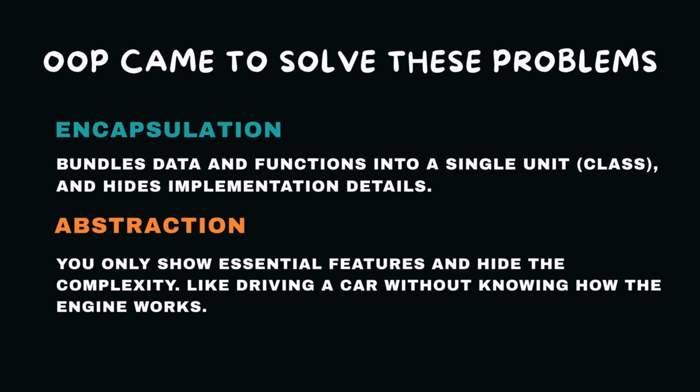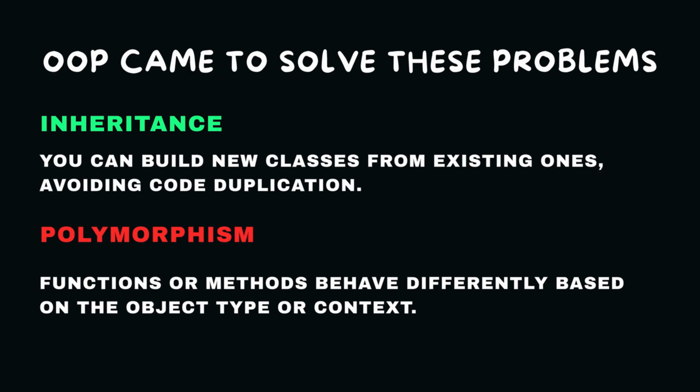The next one is abstraction. Abstraction means you only show the essential features and hide the complexity. The next one is inheritance. We have already seen that we created a person class that is inherited by student and teacher, so the derived class has these functions and variables. The next one is polymorphism, which is a very tricky and very important concept. It is nothing but functions behaving differently based on the object type. Static methods and normal methods act differently based upon the objects.